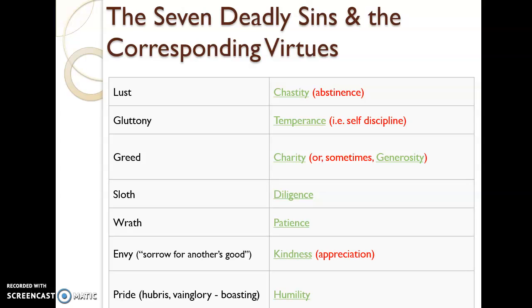Third one is greed. Corresponding virtue is charity or generosity. Fourth one is sloth, and its corresponding virtue is diligence. Then we have wrath and patience, envy, kindness and appreciation. And then our last one there is pride, and its corresponding virtue is humility. So we're going to see which characters portray not only the sins, but also the virtues as well.